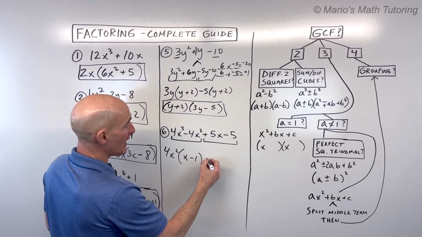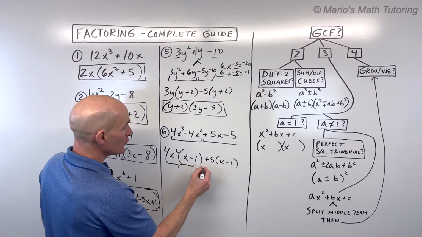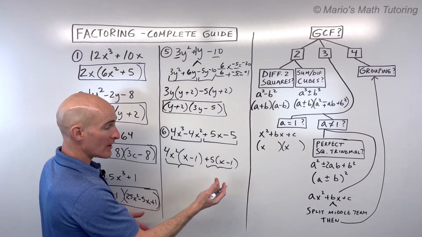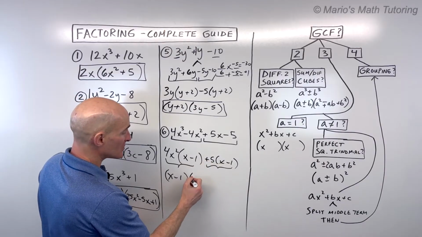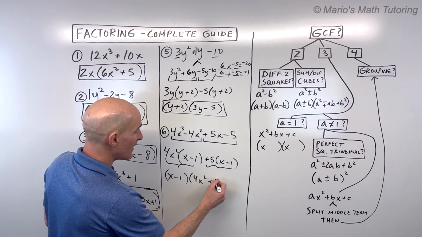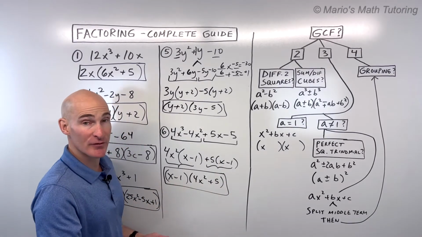Here I can factor a 5 out. That's going to leave me with x minus 1. In this group and in this group, they both have an x minus 1. If I factor out that x minus 1, I'm going to be left with 4x squared plus 5. Now remember, with factoring, you always want to see, can I factor either of these further?